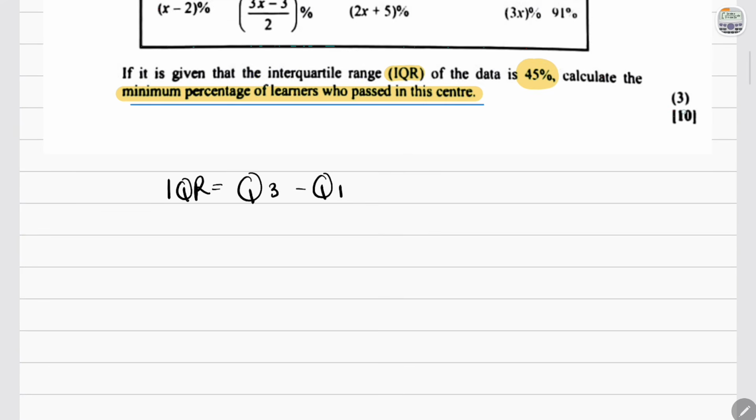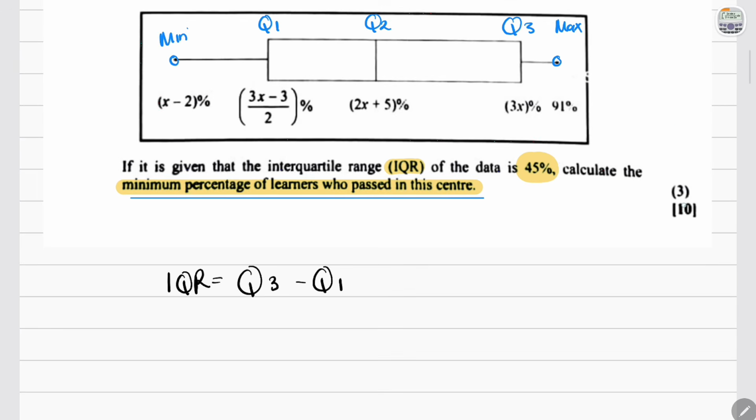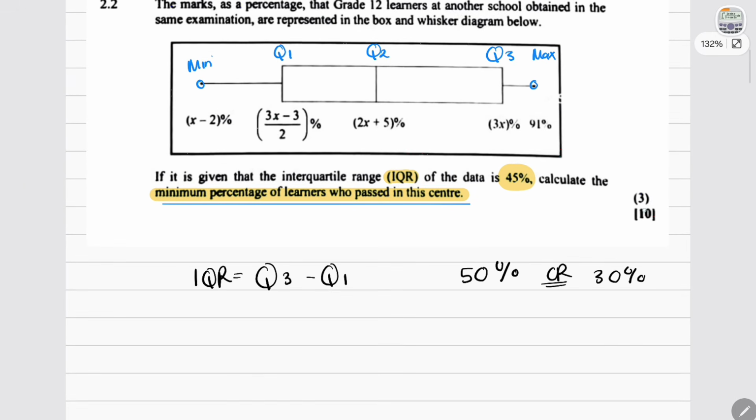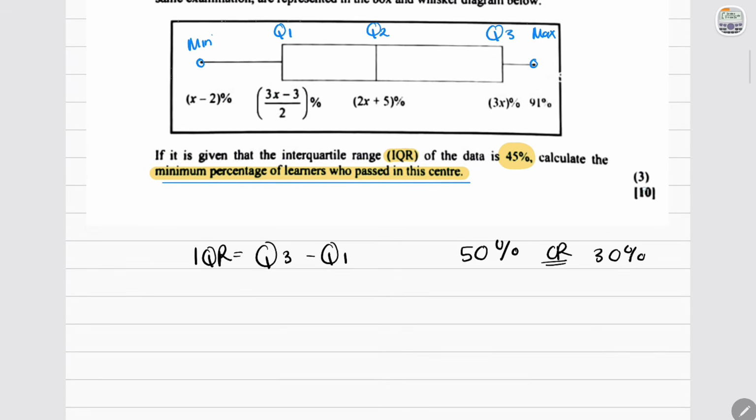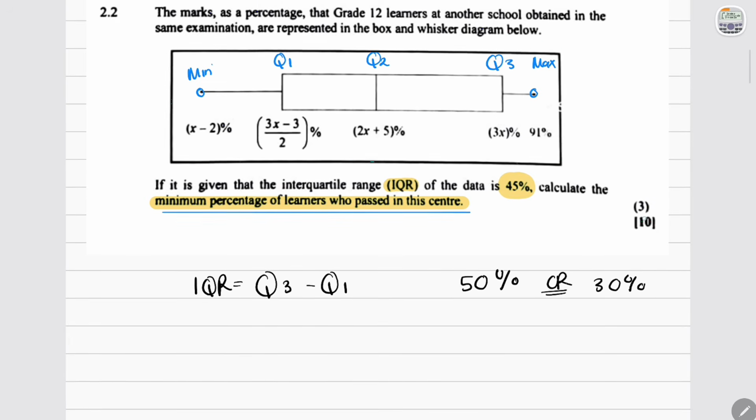Honestly, this question is a little ambiguous because they're saying the total learners who passed. I don't know what the pass mark is. I don't know if they're looking at this as a pass mark of 50% or a pass mark of 30%. I'm not sure. So maybe I'll just do it for both. Okay, let's just see the info with the IQR.